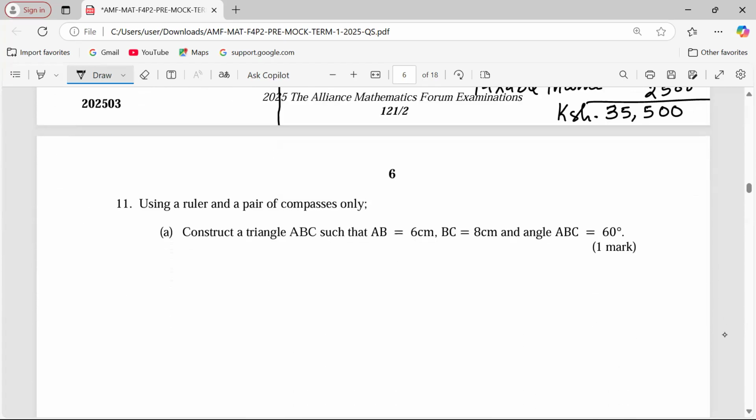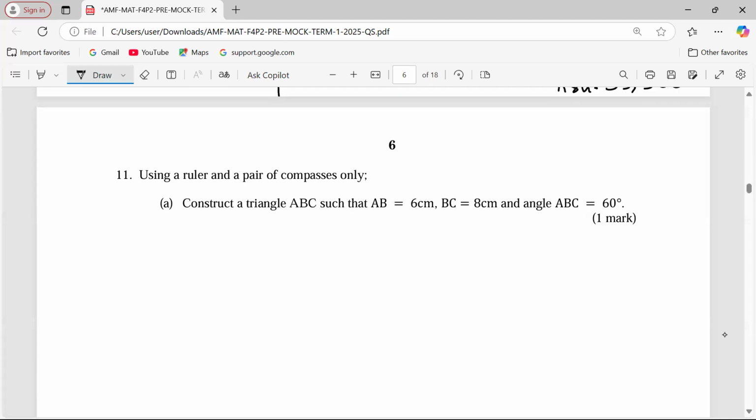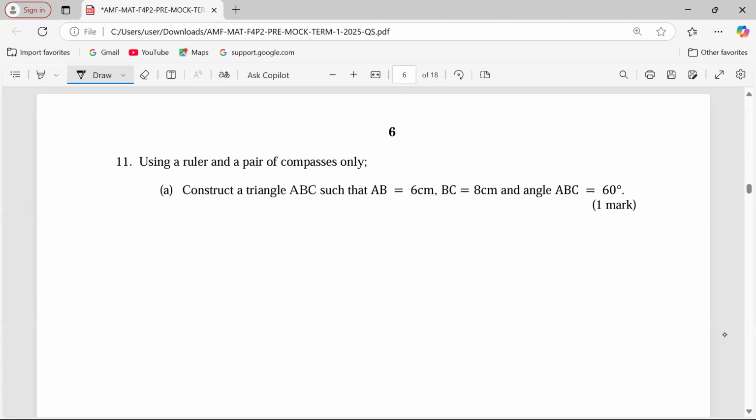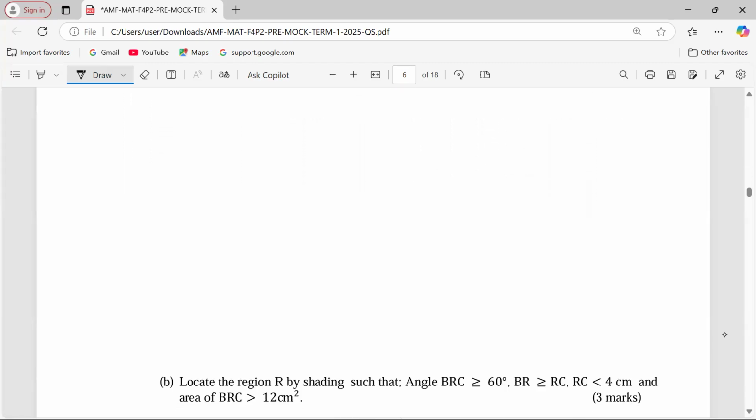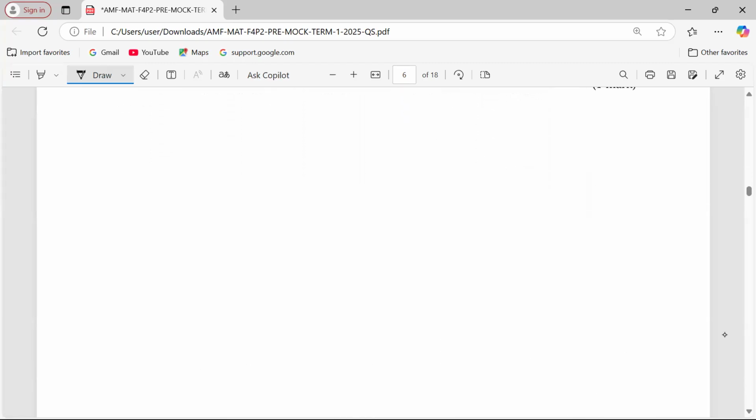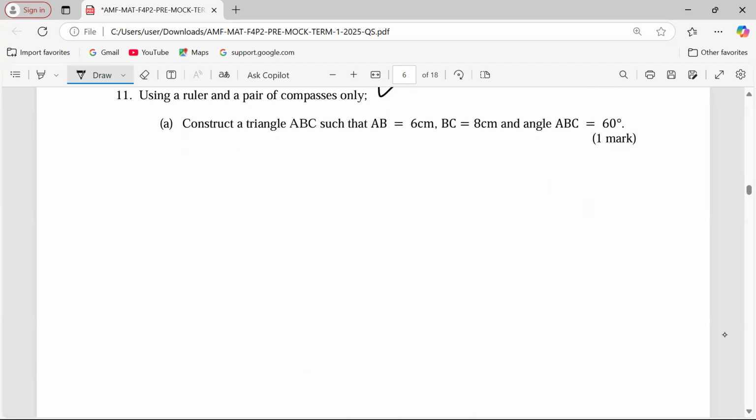Yeah, that way. Number 11, we are talking about basic construction together with the loci. Paper 2, mathematics. Using a ruler and a pair of compasses only. This instruction now means it is throughout the whole construction that we are going to use a ruler and a pair of compasses only. Construct a triangle ABC such that AB is 6 centimeters, BC is 8, the angle ABC is 60.